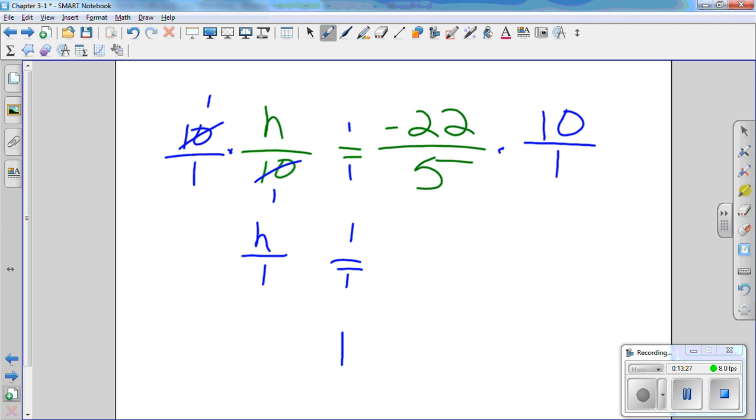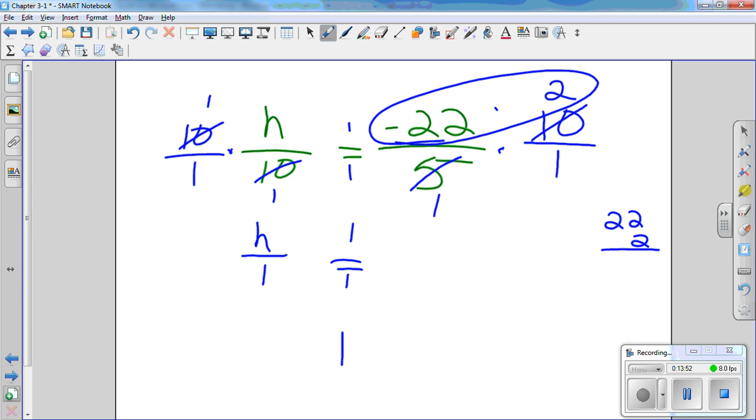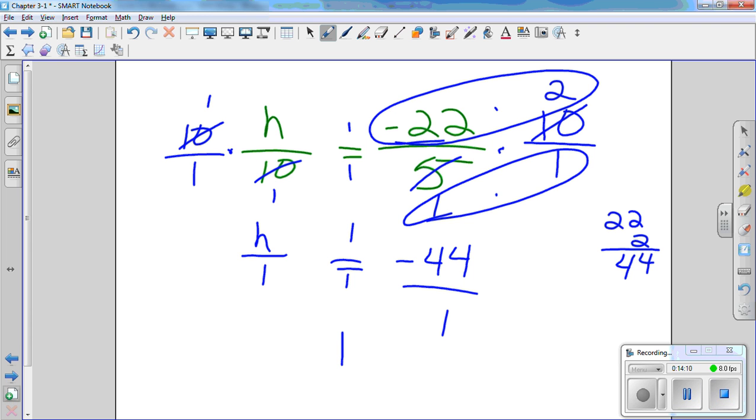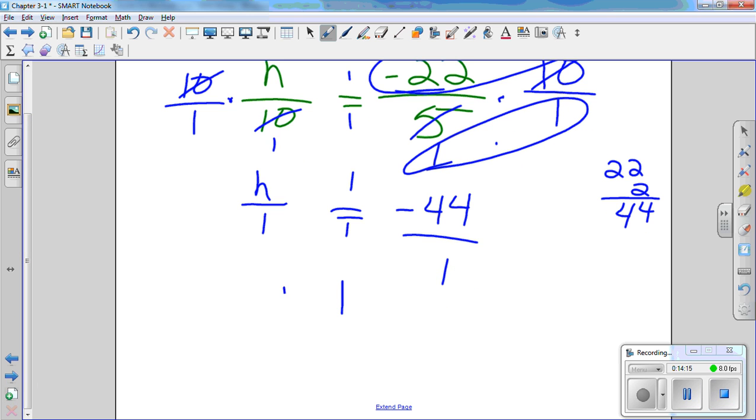Okay, here's my line. Equals. Now, what do I do to cross-reduce? Do 5 and 10 cross-reduce? Yeah. What are they both divisible by? 5. 5 divided by 5 is what? 10 divided by 5? Now I'm going to marry my tops and marry my bottoms. Negative 22 times 2. Well, what's 22 times 2? 44. Negative times a positive is negative. So negative 44. And then I have 1 times 1. H divided by 1 is just h. Negative 44 divided by 1 is negative 44.